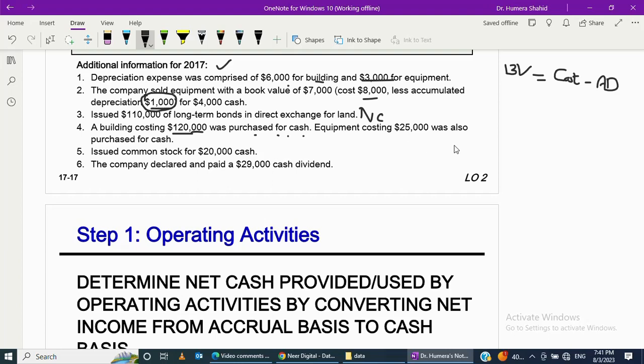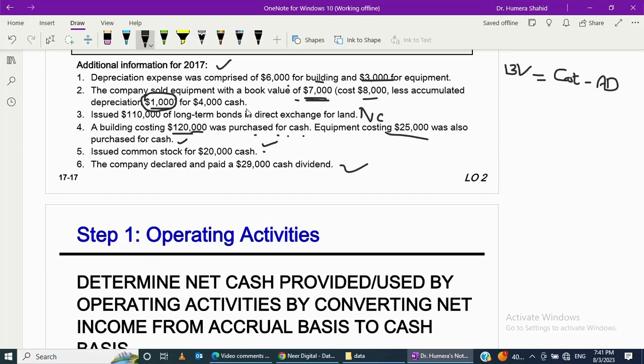Equipment costing 25,000 was also purchased for cash. So you purchased the equipment, you also sold the equipment, right? Issued common stock for 20,000 cash. If you check the balance sheet, common stock is increasing with 20,000 and you get money for that. Company declared and paid 29,000 cash dividend.